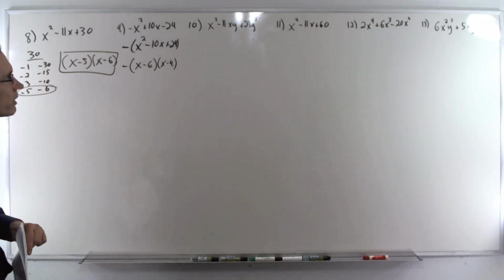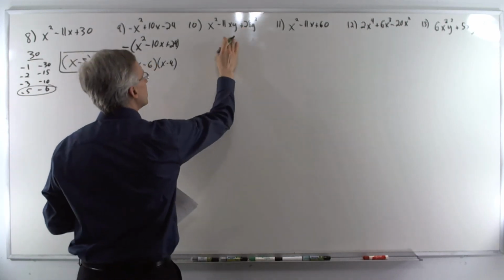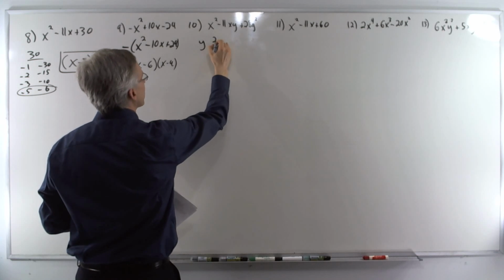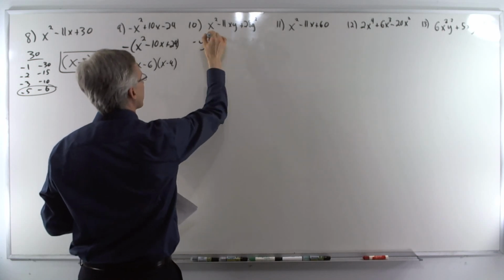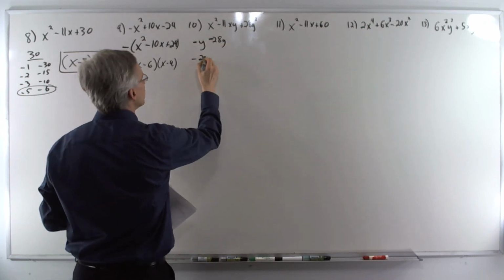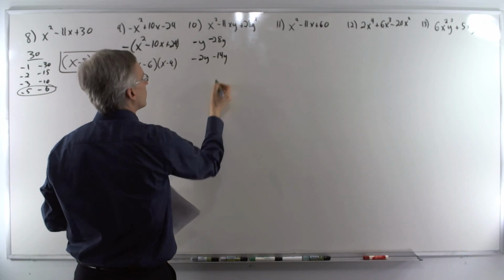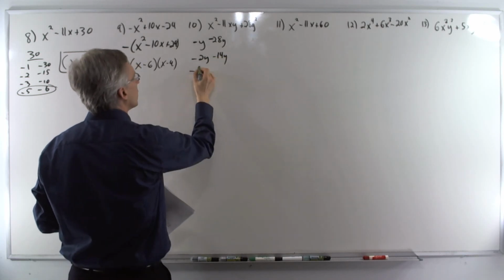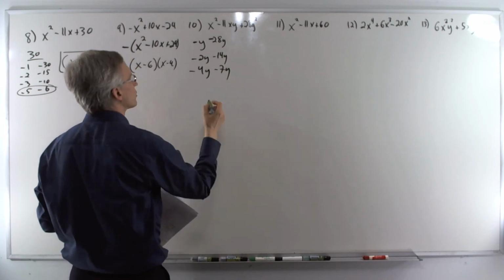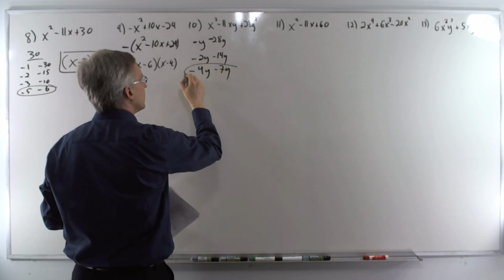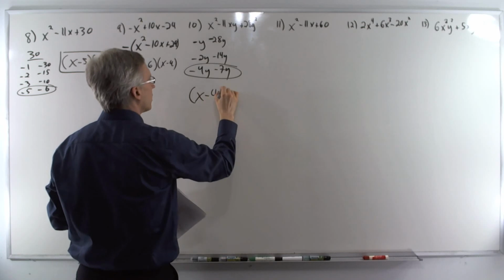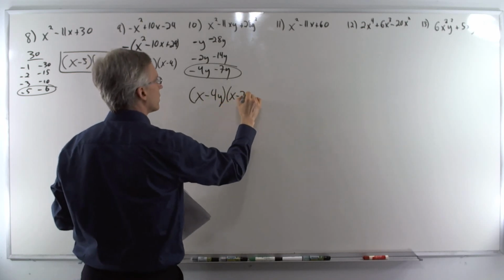Here we got a multivariate one, so we need to break this up into y terms. So we can do y times 28y, and we need to make them negative because the middle term is negative. Or we could do negative 2y, negative 14y, negative 4y, negative 7y. And that's all the combinations for 28. Which ones add to get negative 11? That's these two. So that gives us x minus 4y times x minus 7y.